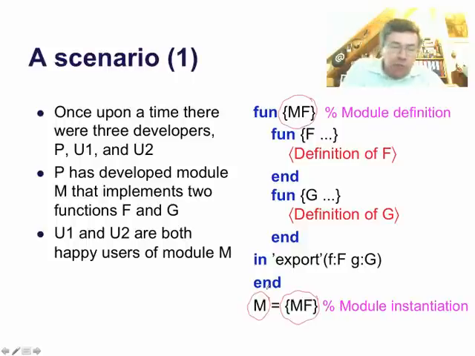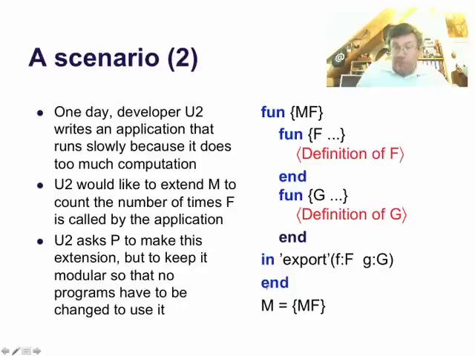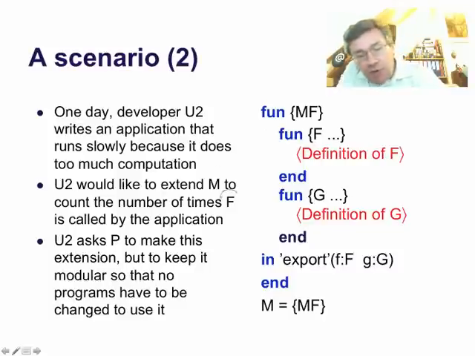U1 and U2 are both happy users of module m, and so it goes until one day U2 writes an application that runs slowly because it does too much computation. So U2 would like to understand why this is the case. U2 would like to extend m to count the number of times that the function f is called. We have here the function f, and we want to count how many times it's called. U2 asks P to make this extension, but in order to save everybody a lot of work, the extension should be modular so that no programs have to be changed to use it.